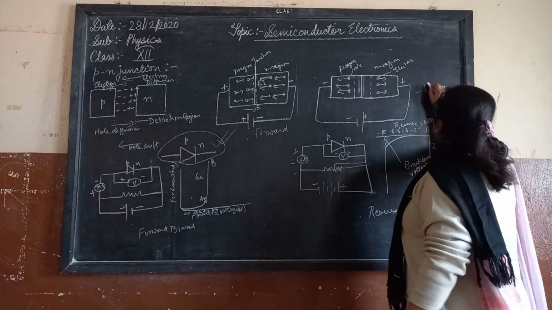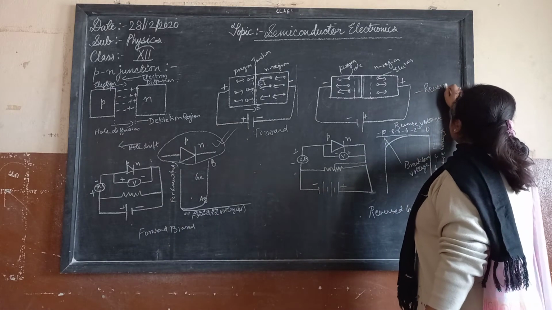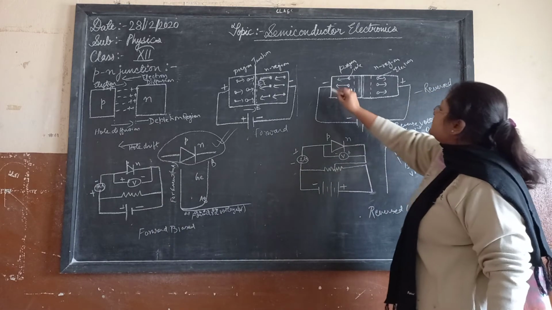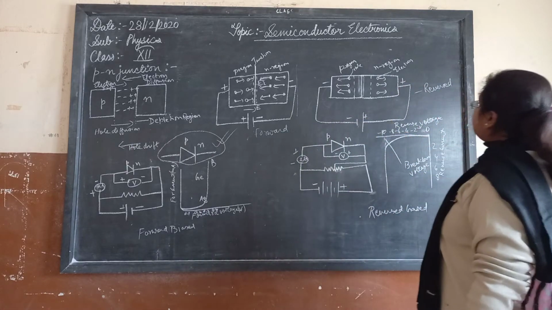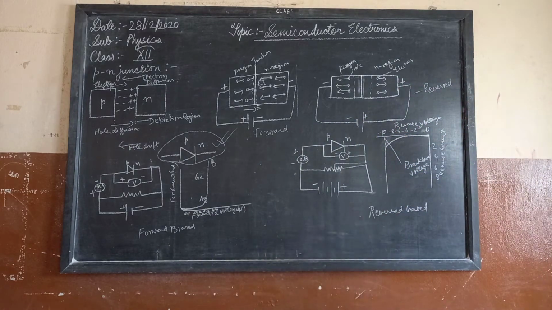And this one is the reverse bias condition. Why is it in reverse bias? Because P is connected with the negative terminal and N is connected with the positive terminal of the battery itself, and this is what is called reverse bias.